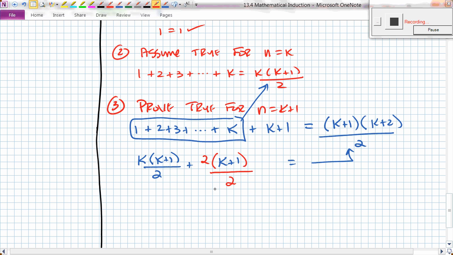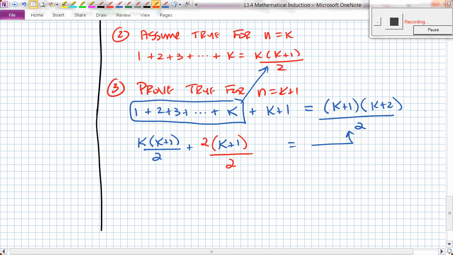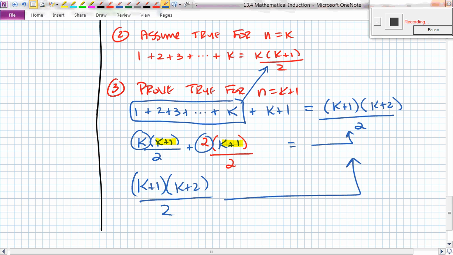Okay, so... Oh my gosh, did you guys see it already? Check this out, right? I got that and that. So I can factor out a k plus 1. What am I left with? Oh my gosh. So rad. Big happy face. Therefore, this thing is true for all positive integers n. And I'm going to stop my recording because I think I've gone too long, okay?